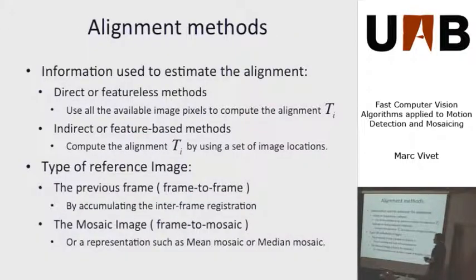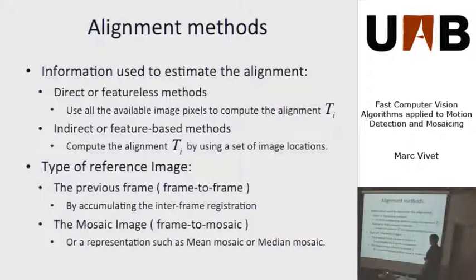Now I will introduce the topic of alignment methods, which can be divided using two concepts. Based on the information used to estimate the alignment, they can be direct or featureless methods, which use all the pixels to compute the alignment Ti, or indirect or feature-based methods, which compute the alignment Ti by using a set of image locations.